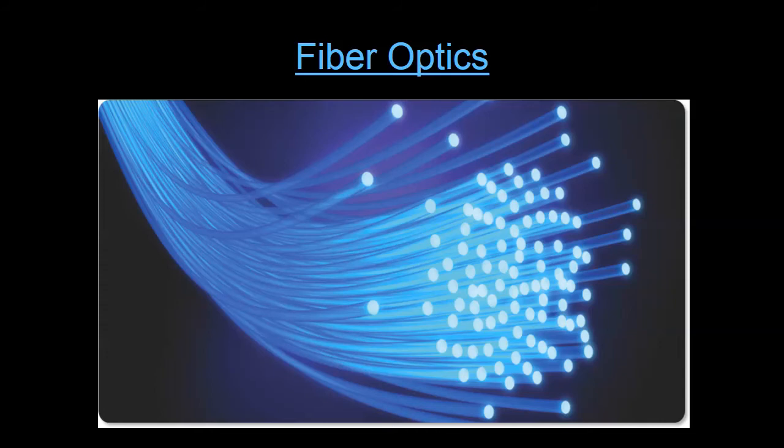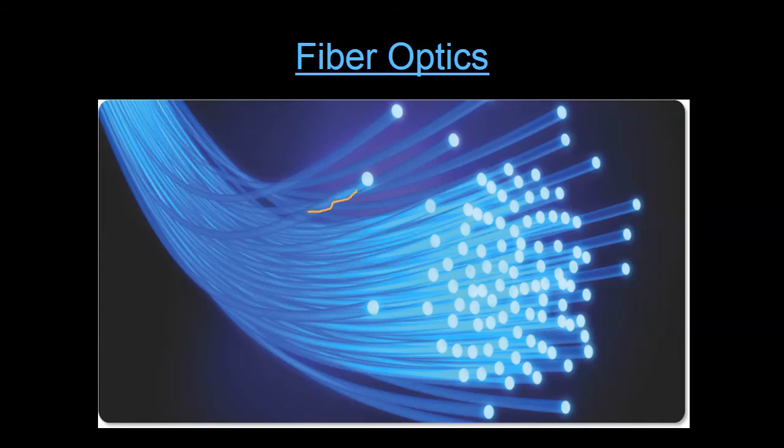If you have Fios by Verizon for your internet and your cable, then you use fiber optics. We use fiber optics a lot. This is basically what fiber optics look like, and we'll learn more about this in class and how they're made and stuff like that. But these are basically glass tubes.